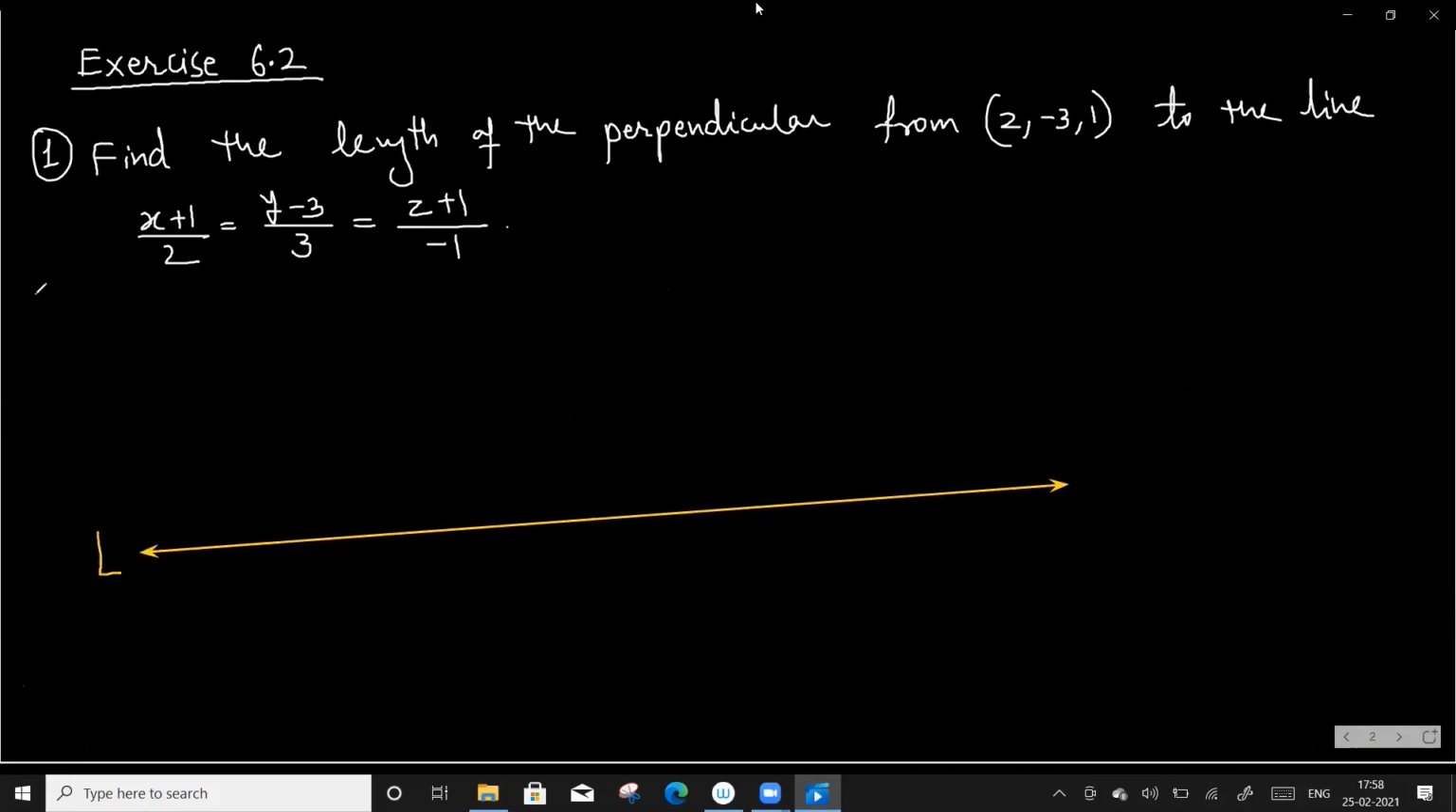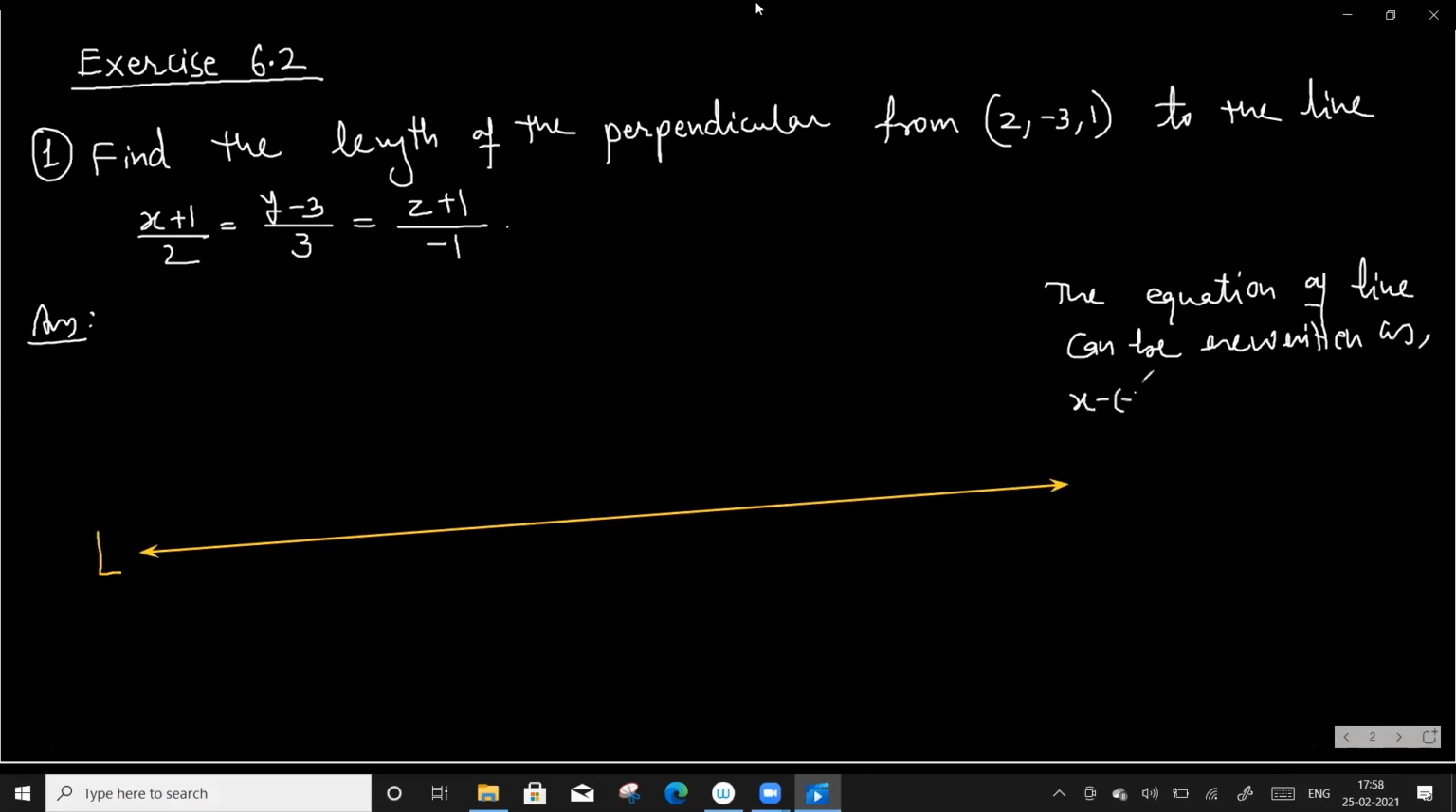Now see, I will start my solution right away here. The equation of line can be rewritten as, see how I can write the equation of line. I can write (x minus -1) upon 2 equals (y minus 3) upon 3 equals (z minus -1) upon -1.